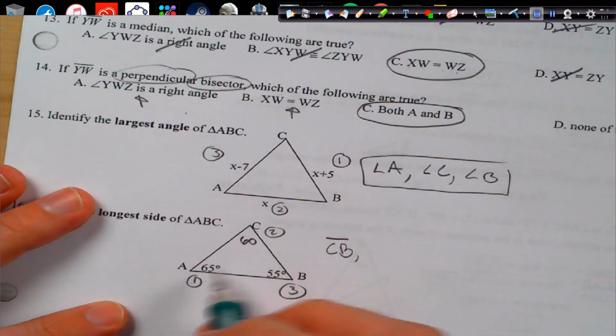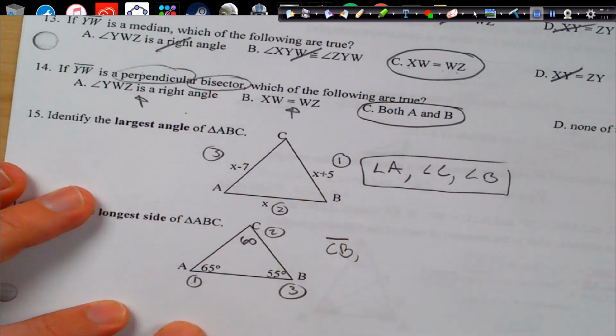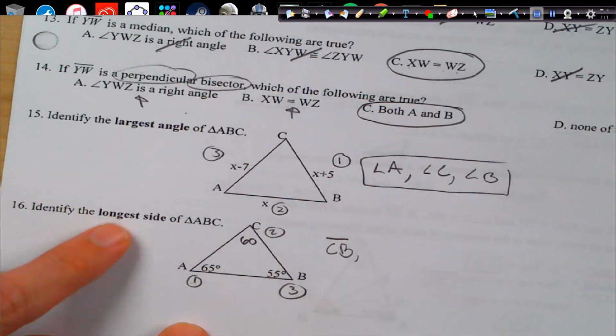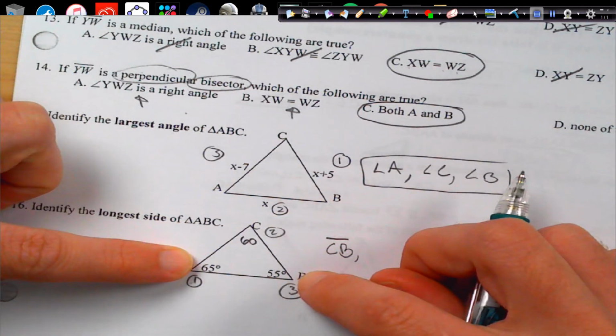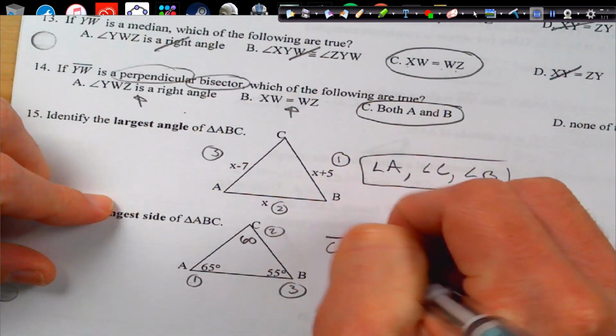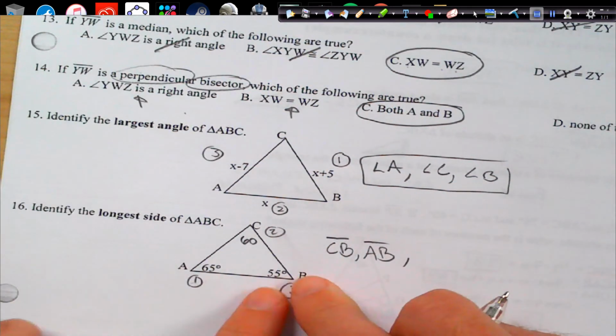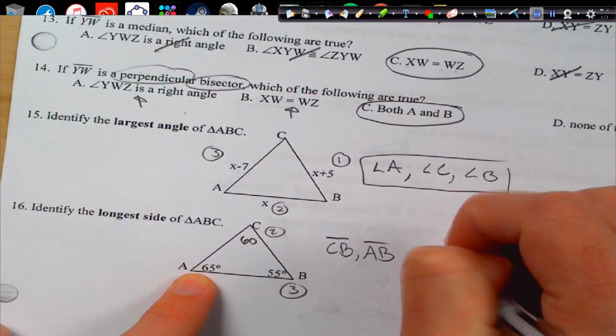All right. So we got CB is the longest side. Make sure you always read what you're finding. We're definitely finding the longest. From here, we go to the second, and we get AB as our next longest side. And the shortest side is opposite angle B, which is AC.